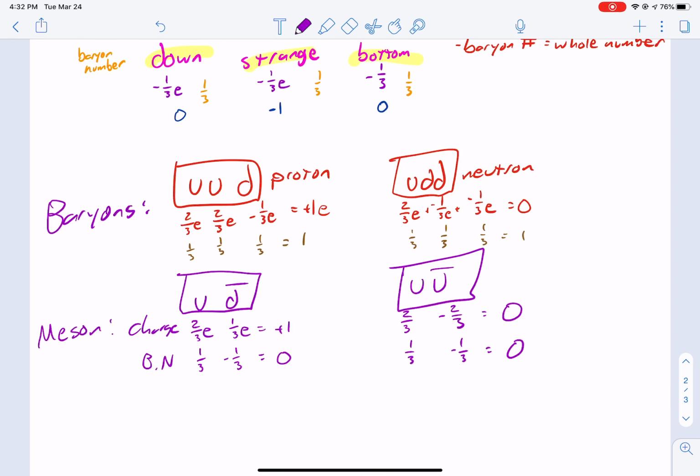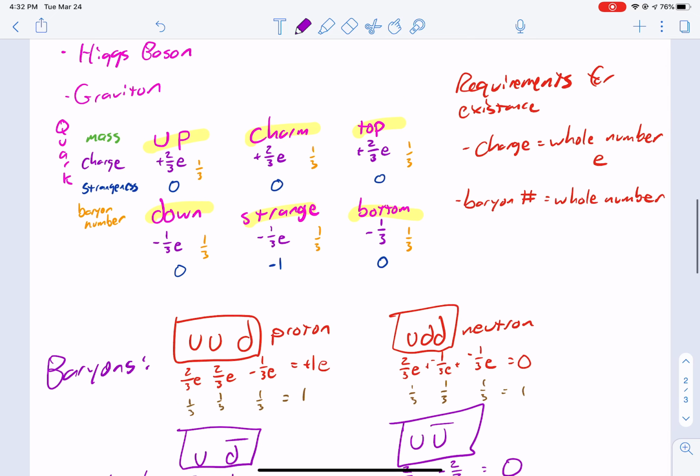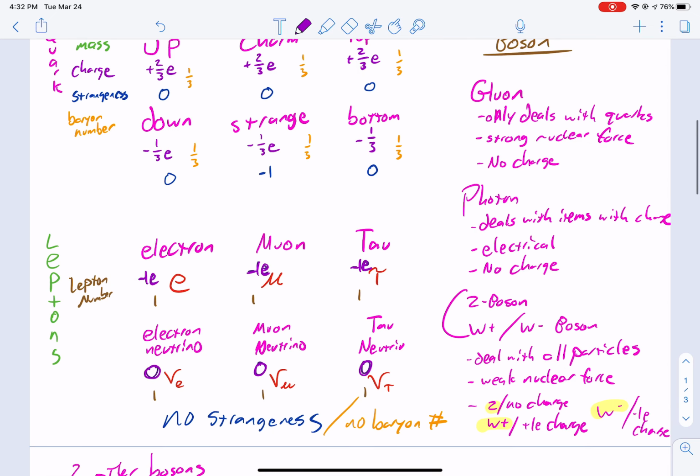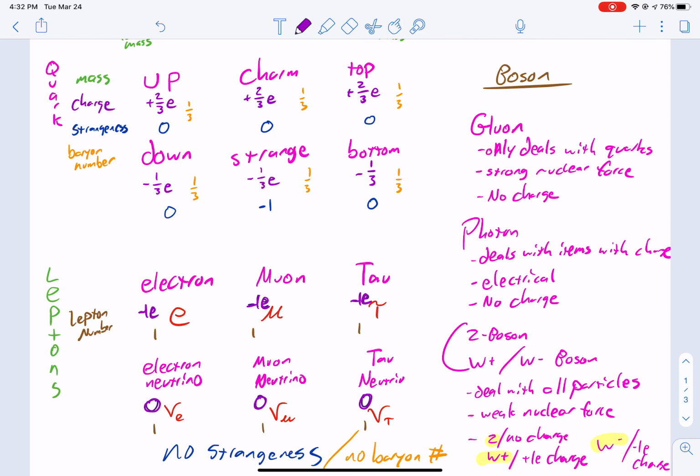We have to follow these rules where all particles, any freestanding particle, needs to have some whole number of elementary charges. It's got to have some whole number of baryon number. And that is always the case. That is a hard and fast rule. So hopefully this made sense. Hopefully the explanation of all these quarks and leptons and name stuff makes sense.